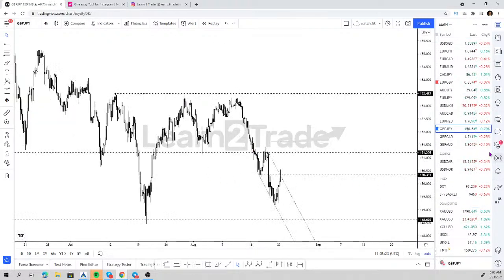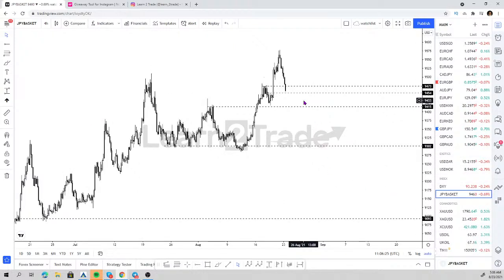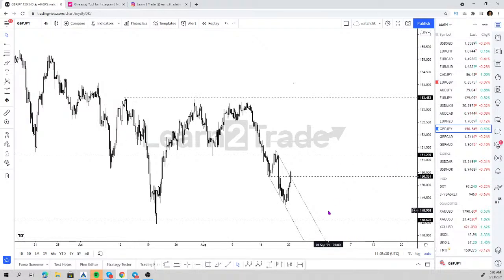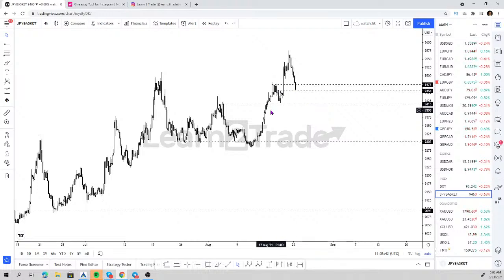Pound yen. So the Japanese yen seems to be very bearish at the moment, but that's fine. I will keep on looking for shorts. Yeah, it sounds counterintuitive, but the thing about this is that until we break this level right here, I will not be short on the Japanese yen.